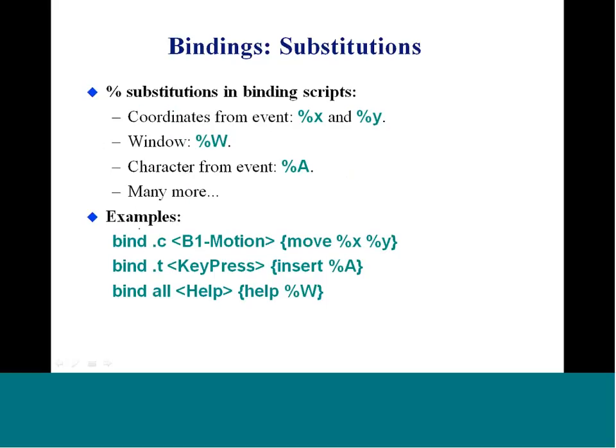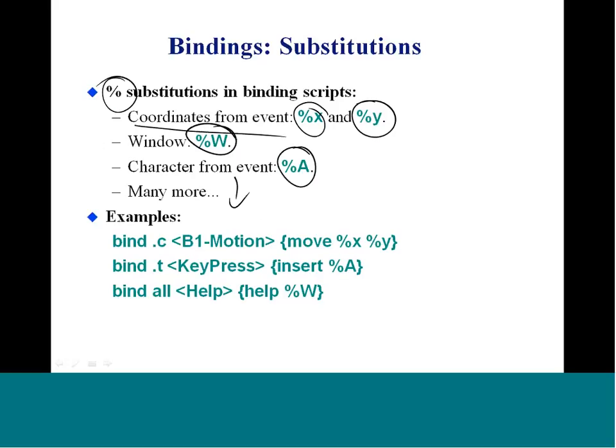Now we can also do some substitutions. The substitutions are things that you get from the event, and then you substitute them into your commands. One type of substitution is the percent substitution in the binding script. You can get coordinates from events, and the coordinates are %x and %y. If you want to get the window, that is uppercase %W. You can also get a character from an event, which is %A, and there are many more which we will talk about.